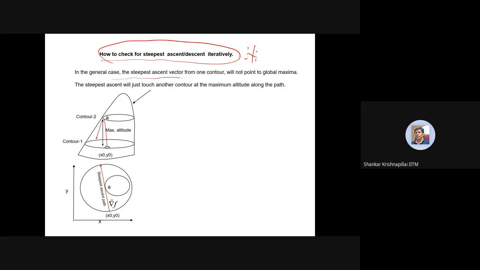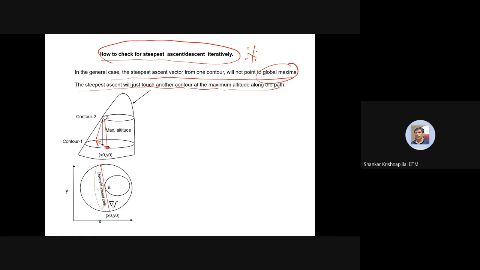So in the general case, the steepest ascent vector from one contour will not point to the global maximum. That is, if the objective function is not symmetric about the z-axis, the steepest ascent vector will just touch another contour at the maximum altitude along the path. Okay, so suppose you're starting from here, x naught, y naught. So this is the steepest ascent path. Okay, so this del f is the steepest ascent path.